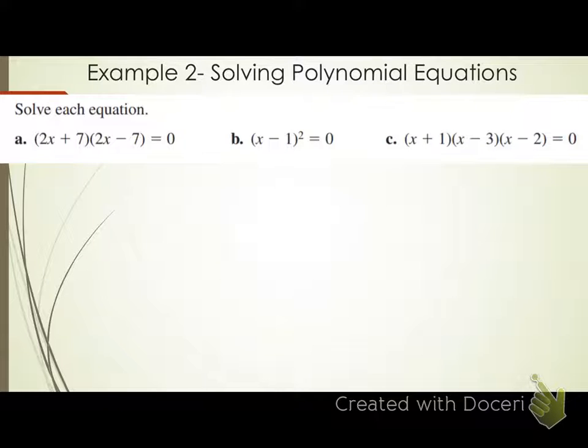Solve each equation. Letter A, 2x plus 7 times 2x minus 7 equals 0. Someone want to raise your hand and help me out?